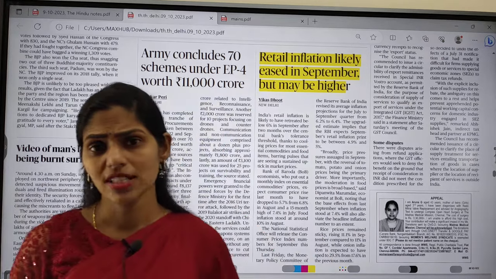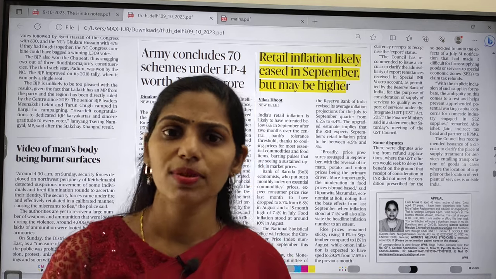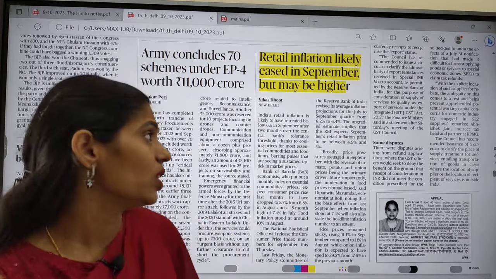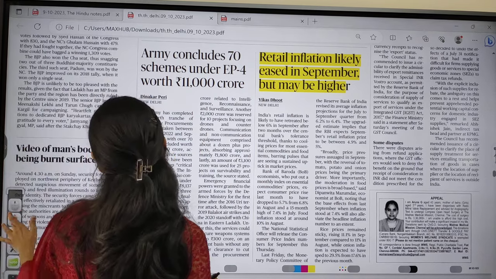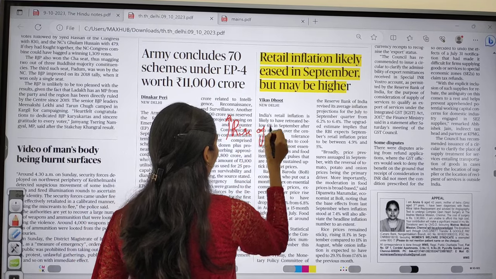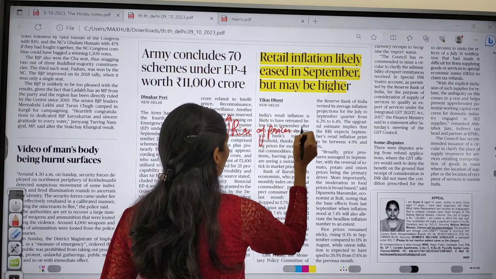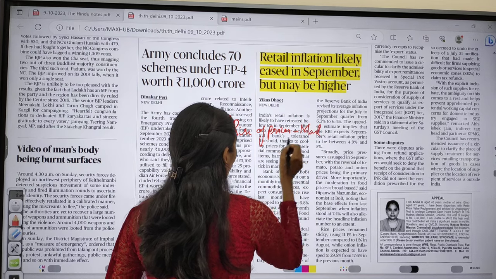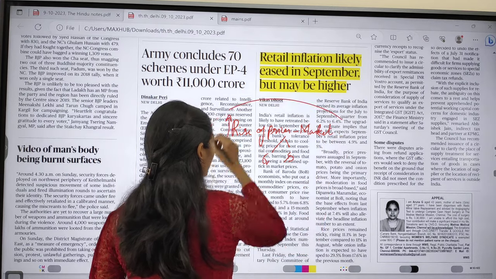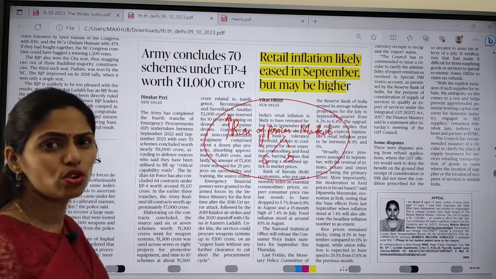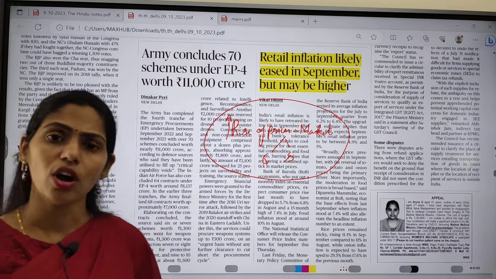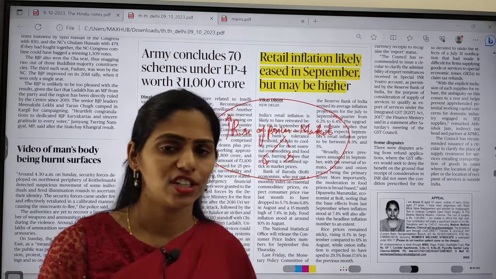So inflation is a concept, and from this concept, you can get a question every year in your UPSC. Okay. So here, inflation is nothing but whenever there is a rise of prices in the market, a rise of prices of goods and services in the market. And this concept is called inflation. In inflation, we have different types like demand-pull, cost-push and built-in inflation.